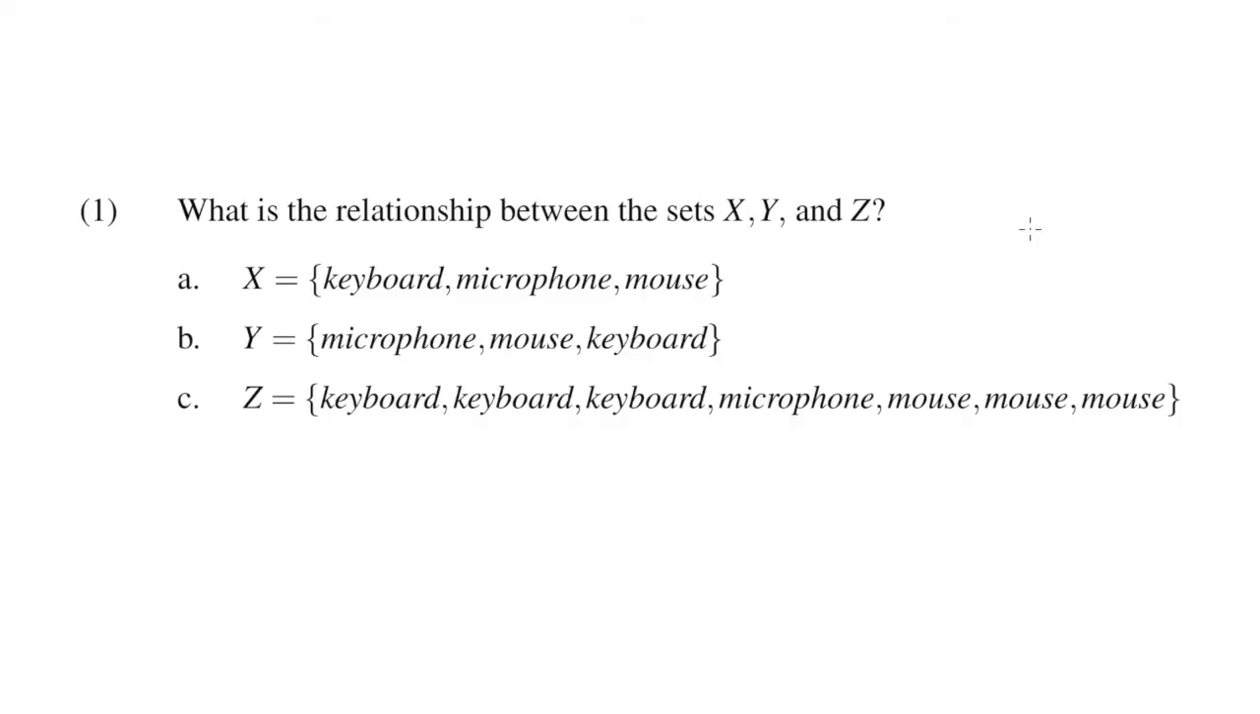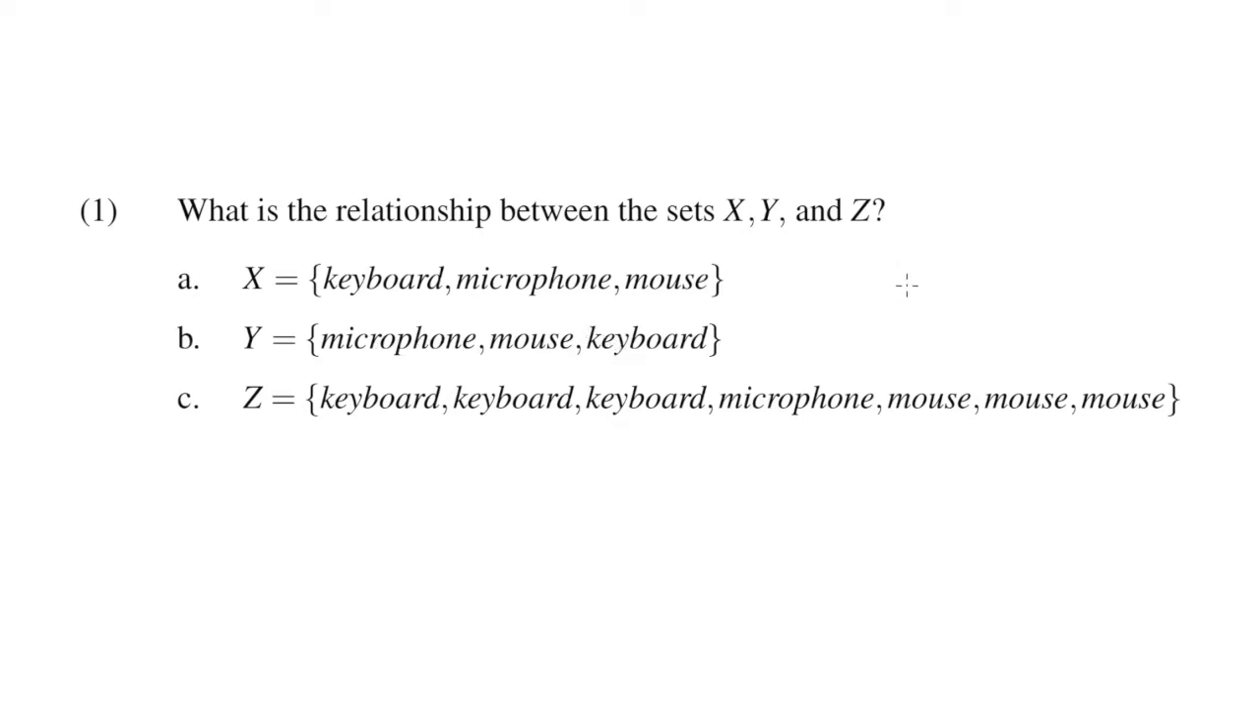Okay, so before we go any further, let's look at some examples and really get these concepts clear in our head. So let's look at an example question. What is the relationship between the sets X, Y, and Z? Let's imagine that X, Y, and Z are different sets of the devices connected to our computer. So X is keyboard, microphone, mouse, and Y is microphone, mouse, keyboard.